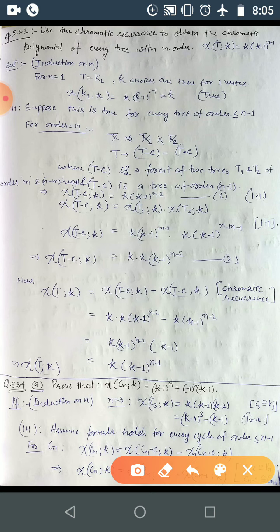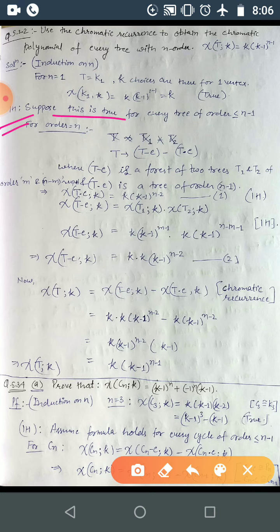So for n is equal to 1, we have the trivial graph, that is K1, and for K1 there are k choices. For K1 we already know, and by this formula we get k into (k minus 1) raised to power 1 minus 1. So (k minus 1) raised to power 0 will be 1, and into k. So this is true, verified. Because this was K1, and from this formula also this is coming as k, and for K1 we know that the chromatic polynomial is k. So this is verified.